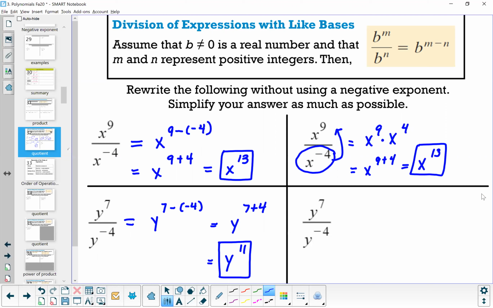All right, now what if you decide I'm going to take the reciprocal of any factor that has a negative exponent? So we'll take y to the negative 4 across the fraction bar. So we'll rewrite the question as y to the 7th times y to the 4th. And then since we're multiplying, we'll add the exponents, y to the 7th plus 4, and that gives us y to the 11th power.